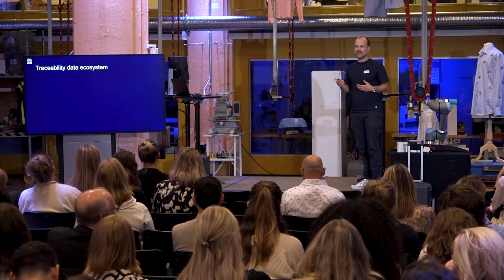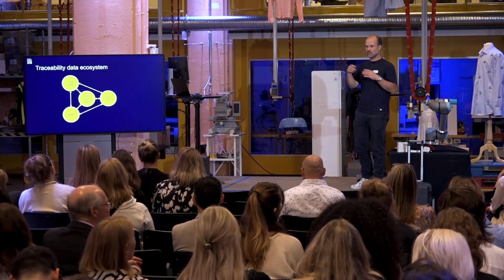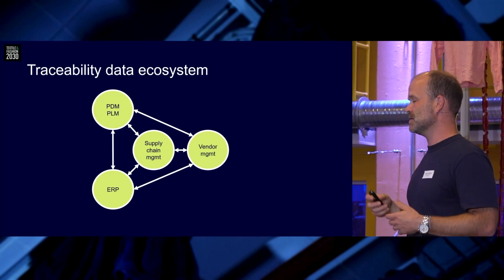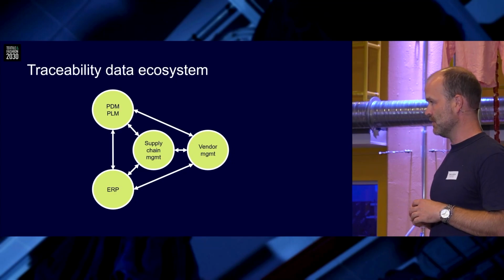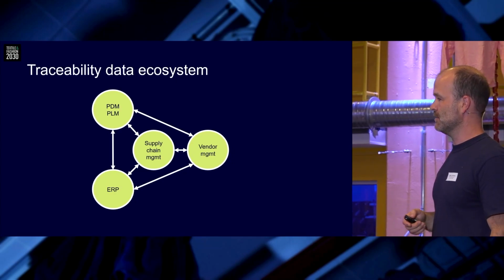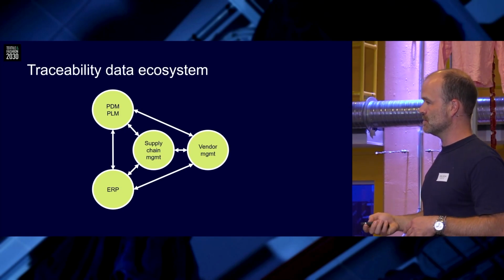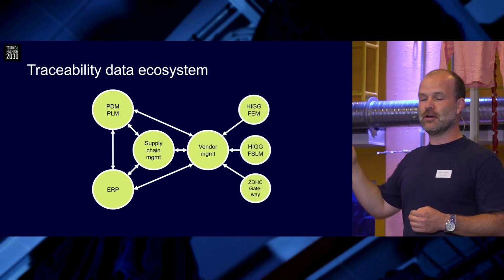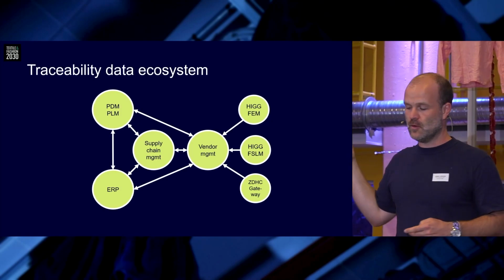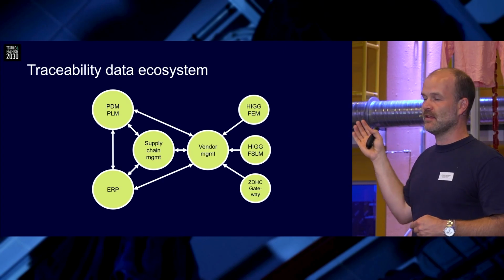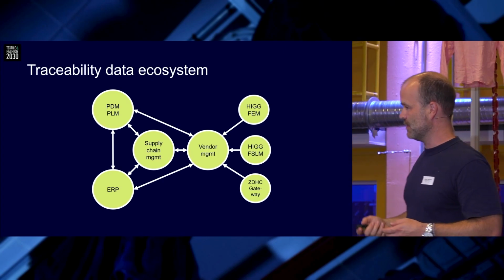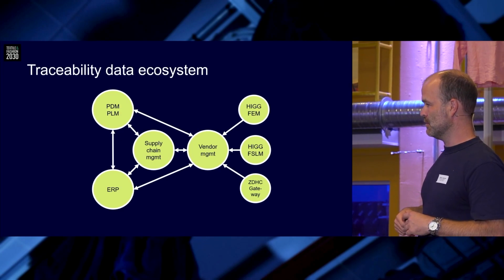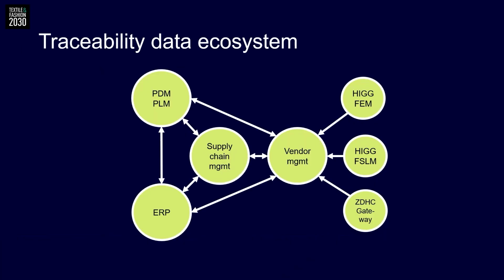So what does this traceability data ecosystem look like? Well, normally the systems that we have in companies are the product PDM and PLM systems, which manage product information. We have our supply chain management systems. We have vendor management systems and ERP systems. Those are normally within the company. Then there are different types of systems that enter sustainability data into those systems. Here we exemplify that with the different HIG modules, like the HIG Factory Environmental Module, HIG Factory Social and Labor Module, and the CDHC Gateway, which is dealing with chemistry.